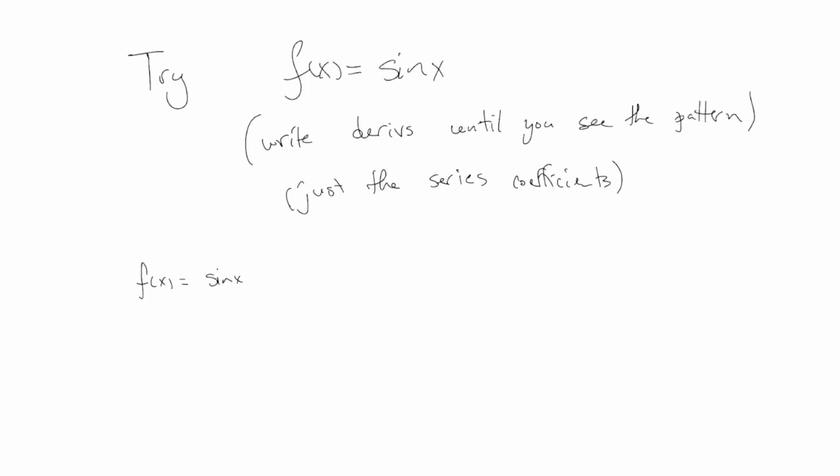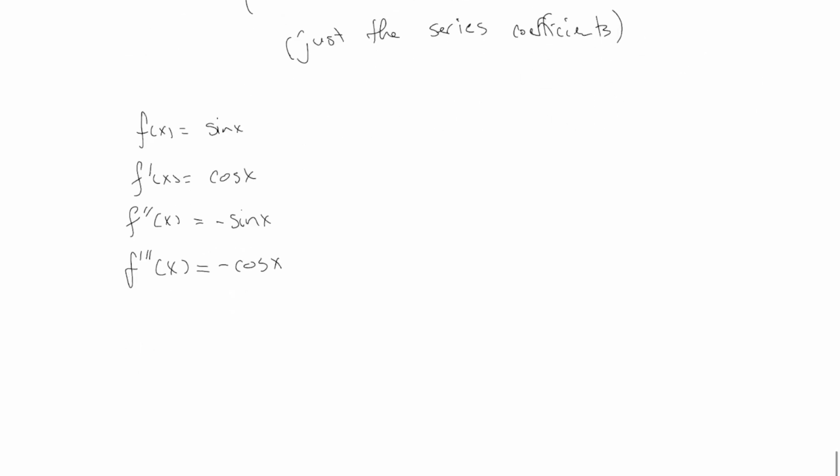So the original function, the zero derivative, is just sine x. The first derivative is cosine x. The second derivative is negative sine x. The third derivative is negative cosine x. The fourth derivative, I'm trying to just do this until I see what the pattern is. What's the next derivative? Derivative of negative cosine? Yeah? It's positive sine x. And then the fifth derivative, actually now I'm kind of in a loop here, right?